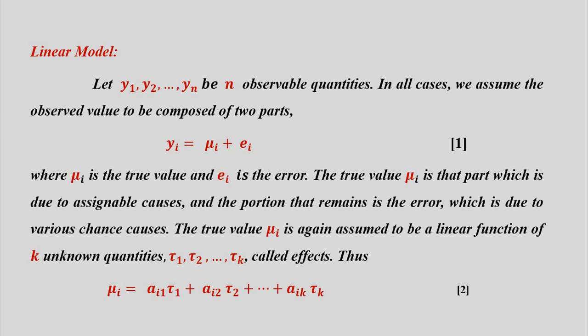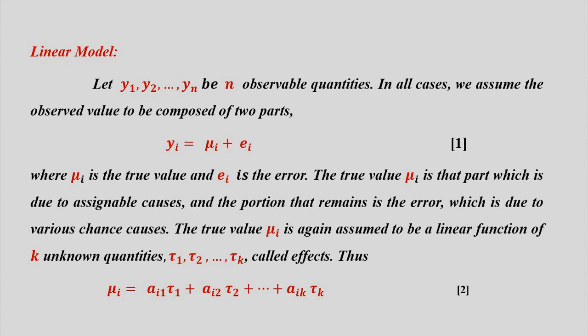The linear model of ANOVA. Let y1, y2, ..., yn be n observable quantities, and in all cases we assume the observed value to be composed of two parts: yi is equal to mu_i plus ei. Here mu_i is the true value and ei is the error. The true value mu_i is the part which is due to assignable causes, and the portion that remains is the error which is due to various chance causes.